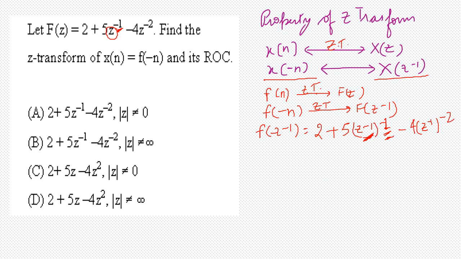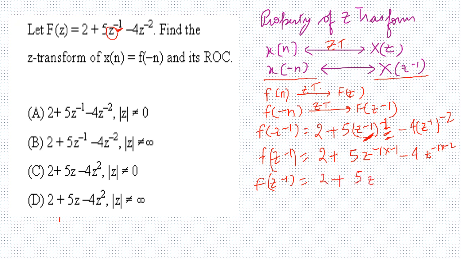Now if we solve this, we get 2 plus 5 z power minus 1 into minus 1, using the properties of exponents, minus 4 z power minus 1 into minus 2. So f of z inverse is equal to 2 plus, since minus 1 into minus 1 is 1, 5z minus 4z power 2. So this is the Z transform.